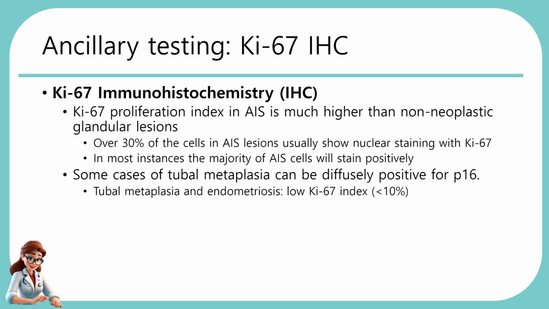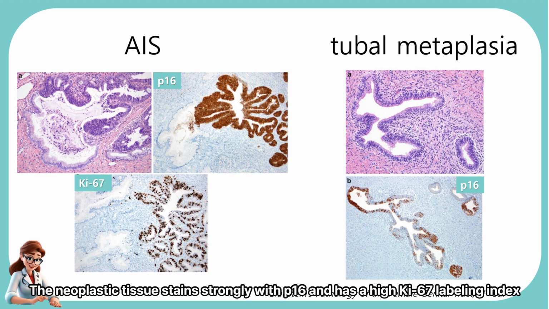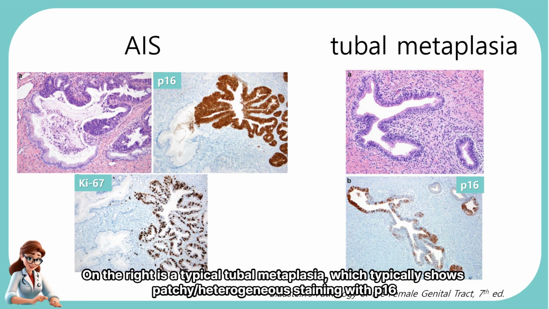The Ki-67 proliferation index in tubal metaplasia and endometriosis is usually quite low, less than 10% of the cells will stain positively. On the left is a classic AIS, showing sharp demarcation between normal and neoplastic tissue. The neoplastic tissue stains strongly with P16 and has a high Ki-67 labeling index. On the right is a typical tubal metaplasia, which typically shows patchy heterogeneous staining with P16.